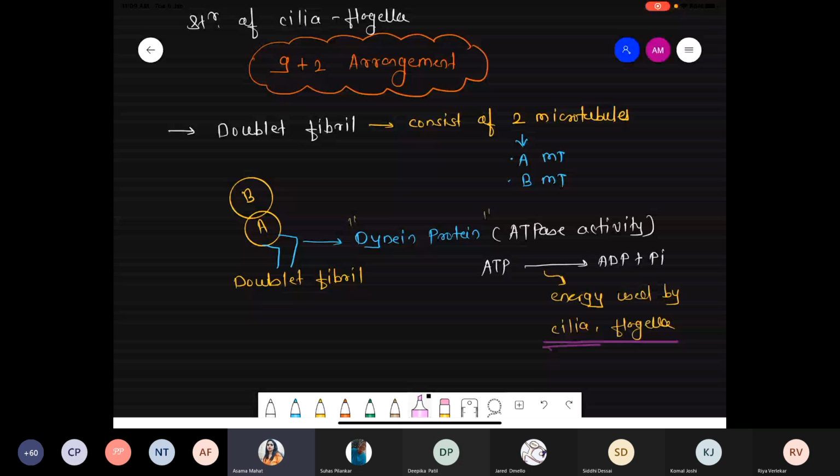So remember, there will be doublet fibrils, and that doublet fibril has one specific type of activity, ATPase activity, because dynein protein is attached to the microtubule. Got it? Any doubt about the doublet and the triplet fibril? The triplet is for the centriole; the doublet we are talking about is for the cilia and the flagella. There it was a 9+0 arrangement; here we are talking about the 9+2 arrangement. 9 present towards the periphery and 2 present at the center. 9+2 arrangement. Got it?